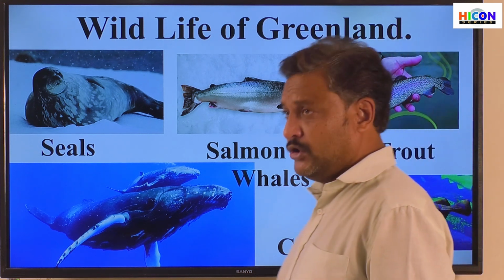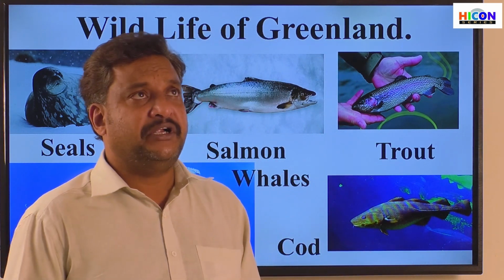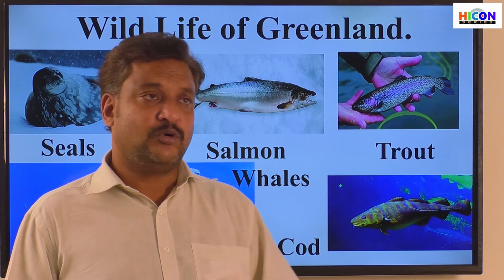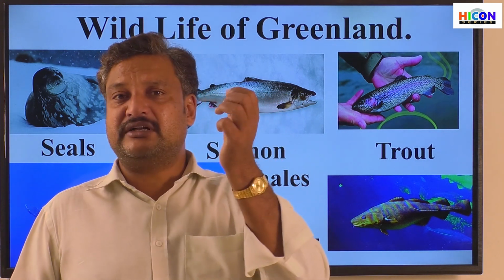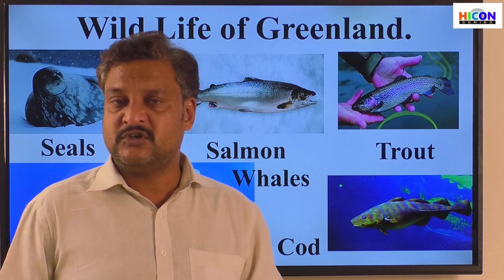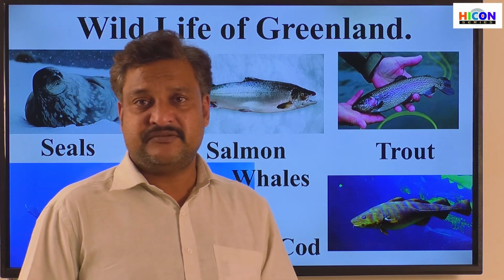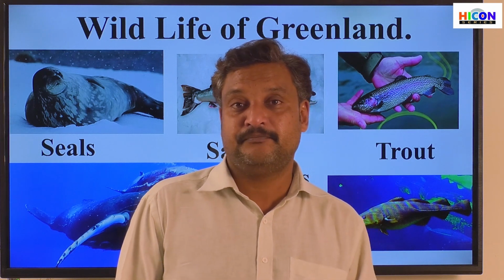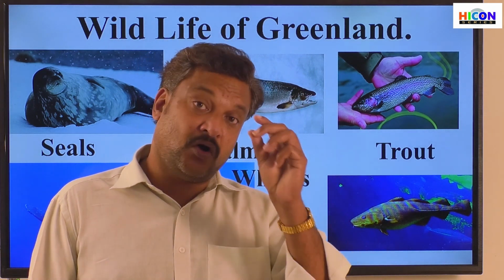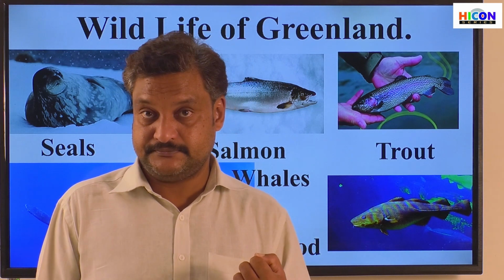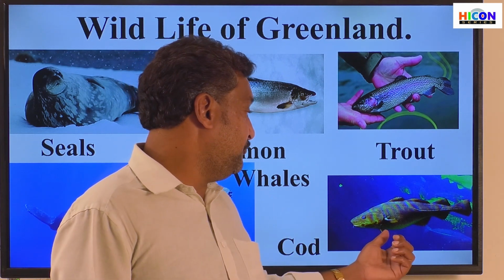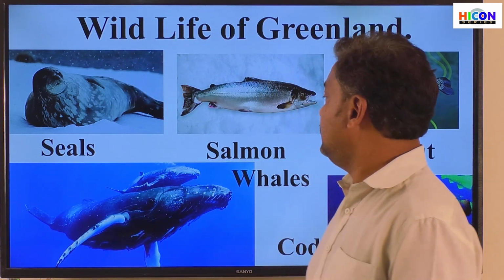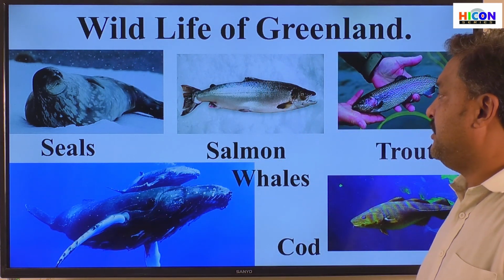And cod. You might have heard about the cod liver oil. A small golden capsule which has got a golden colored oil inside it. The smell is very nasty, but the oil inside it is very good for our body, right? So this is a fish from which we get that oil. Then trout and salmon are common fish over there.